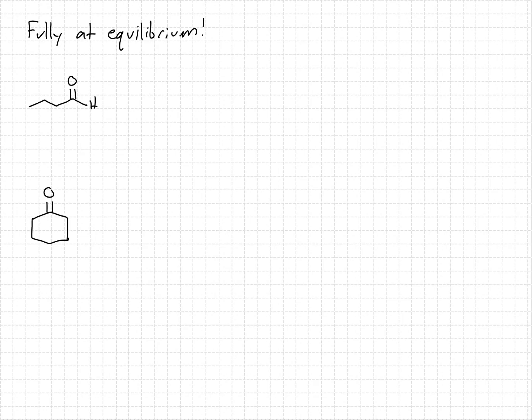If you'll notice in the mechanism that we just drew, we showed all the arrows as equilibrium arrows. This process is fully at equilibrium and it is fairly easily reversible. The equilibrium behavior is a little bit different for aldehydes versus ketones, however.